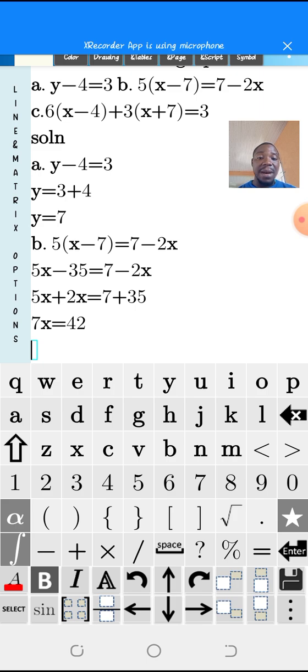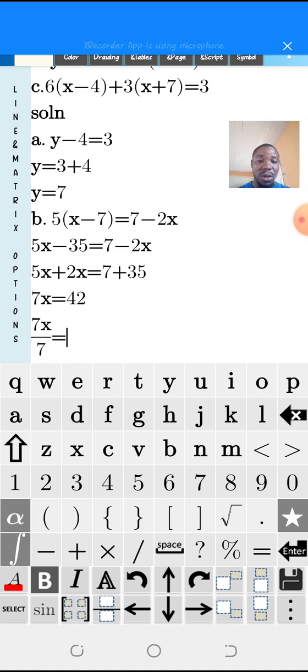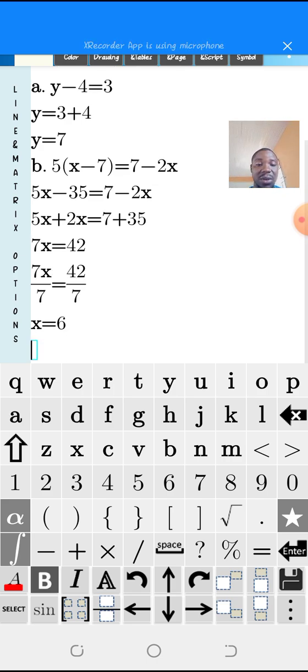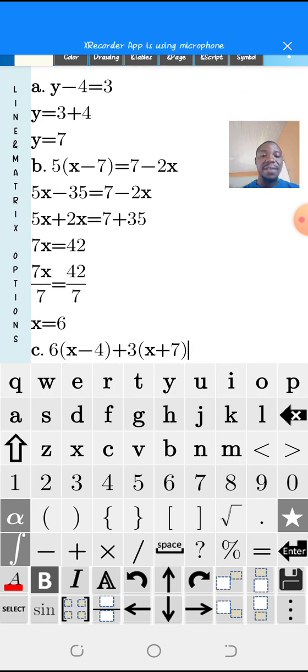So dividing through by 7, you see this is going to be 7x divided by 7 equal to 42 divided by 7. So from here, your x is going to be equal to 42 divided by 7, which gives us 6. And then same thing goes for the c. What do we have there? We have 6 into x minus 4 plus 3 into x plus 7, equal to 3.